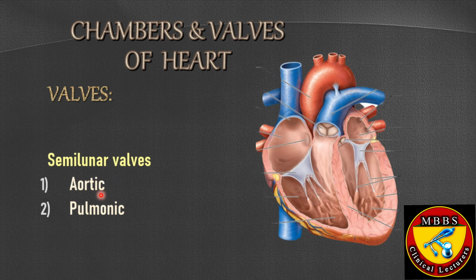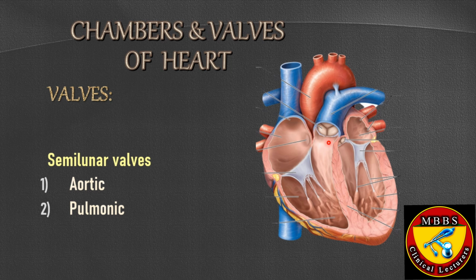The semilunar valves are the aortic and pulmonary valves. As you can see, they do not contain leaflets, chordae tendineae, or papillary muscles. Both of them are tricuspid. So the pulmonary, aortic, and right AV valves are tricuspid, whereas the left AV valve is the bicuspid valve.